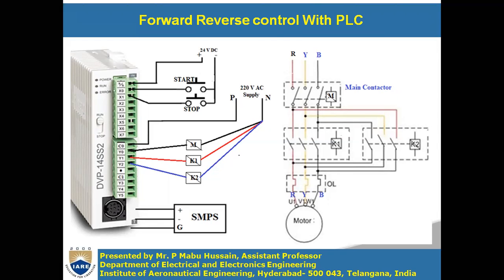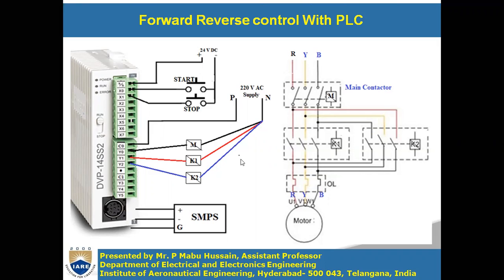To make this work, you mainly have to use two contactors. Here we are using three contactors: one is the main contactor, another is for forward control, and another is for reverse control. Without the main contactor you can also do it, but generally we prefer to use the main contactor. So three contactors are used for forward and reverse control of an induction motor with a PLC. As usual, to start and stop the motor, you will have two normally open push buttons.